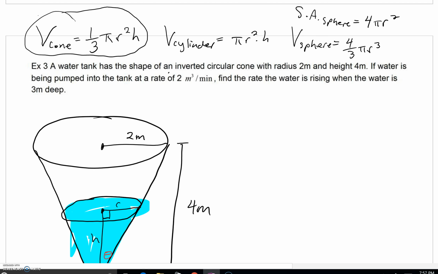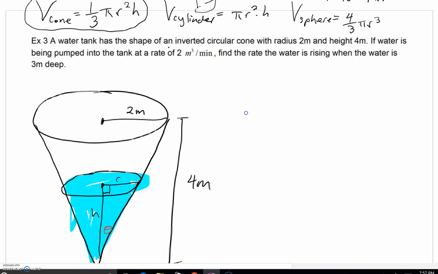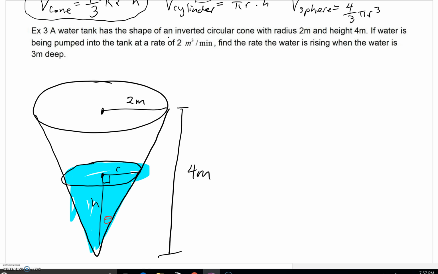Obviously, that's going to come into play for this problem: 1/3 pi r squared h. Volume of a cylinder, that's the area of the base times the height, pi r squared h. When you deal with the sphere, the volume of a sphere is 4/3 pi r cubed. The surface area of a sphere, 4 pi r squared. But let's go ahead and start looking at this problem in particular.